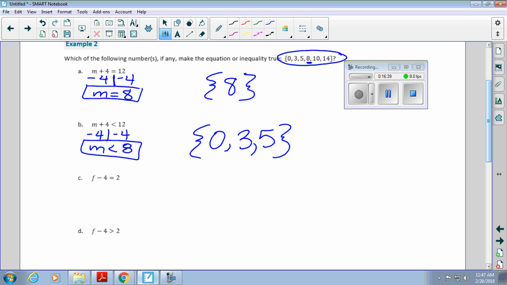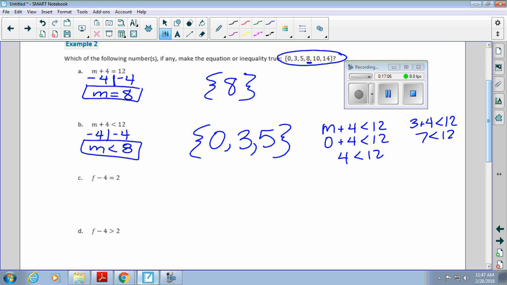Again, you could go through and say, okay, I'm going to check with one of these. M plus 4 is less than 12. You could say, okay, 0 plus 4 should be less than 12. Well, 4 is less than 12, so 0 did work. Let me try 3. 3 plus 4 is less than 12. Is 7 less than 12?